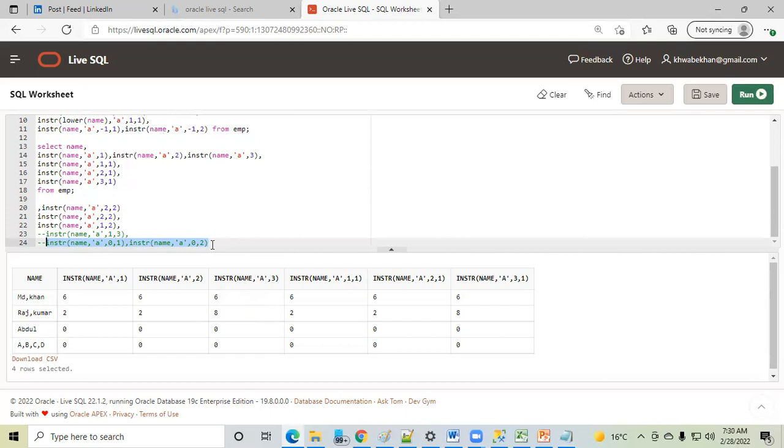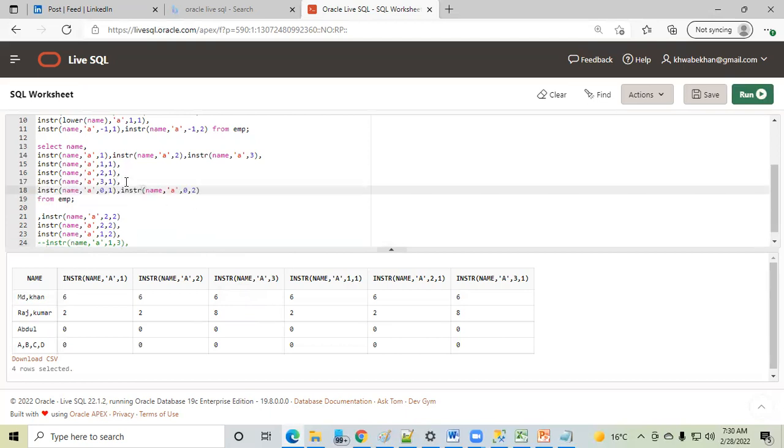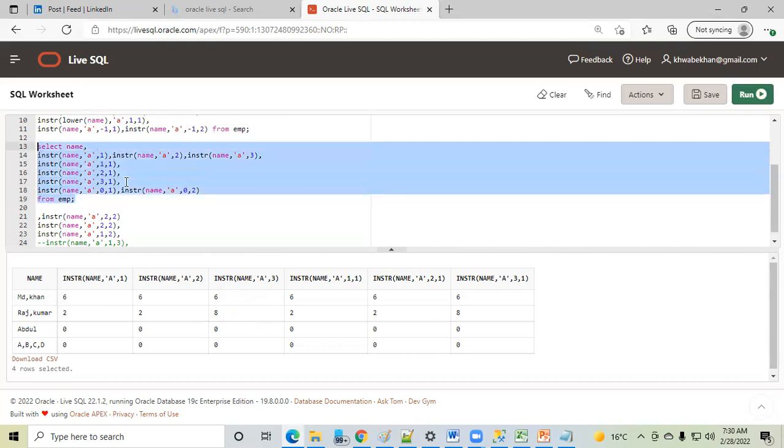Let me show you this again. Actually, whether it starts from 0 or 1 is a debatable topic, but I will not go into that. If you work with Python, there's a different concept. If you work with SQL, there's a different concept. Just to keep it simple, don't confuse yourself. Don't become scientists as of now. So if we have mentioned 0 here, it is like you are telling it to start from the very beginning, and it cannot start from there. That's why the SQL engine is giving the output as 0.